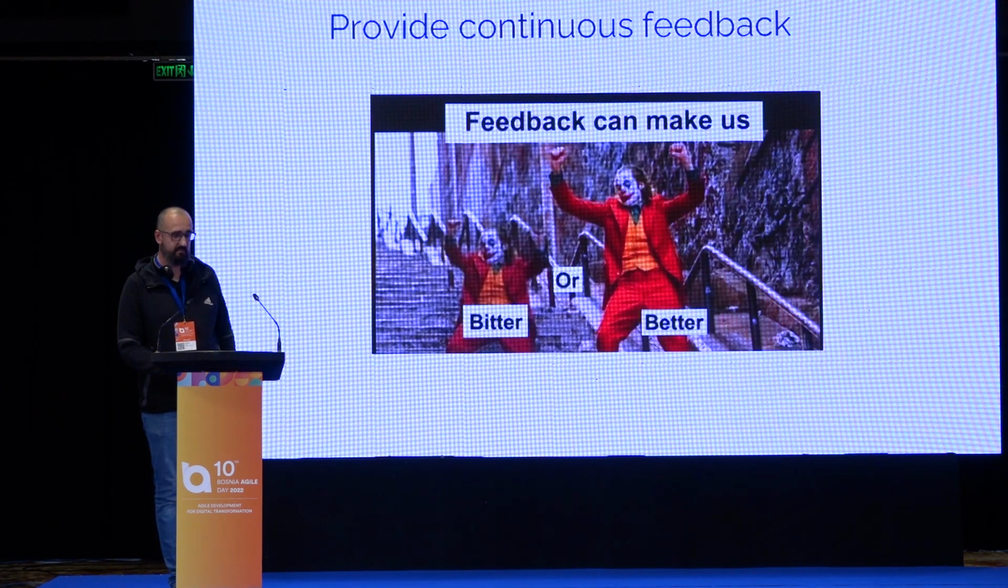Anyways, the first agile testing principle is to provide continuous feedback. And within feedback, we want to make sure that feedback loops are short. This is true not only for the product itself, but also for the team. If we're doing something right or wrong, we want people to tell us, especially if we're doing something wrong. We want to know about it as early as possible so we can act upon it. So, as this guy says, it can make us either bitter or better, and better is better than bitter.